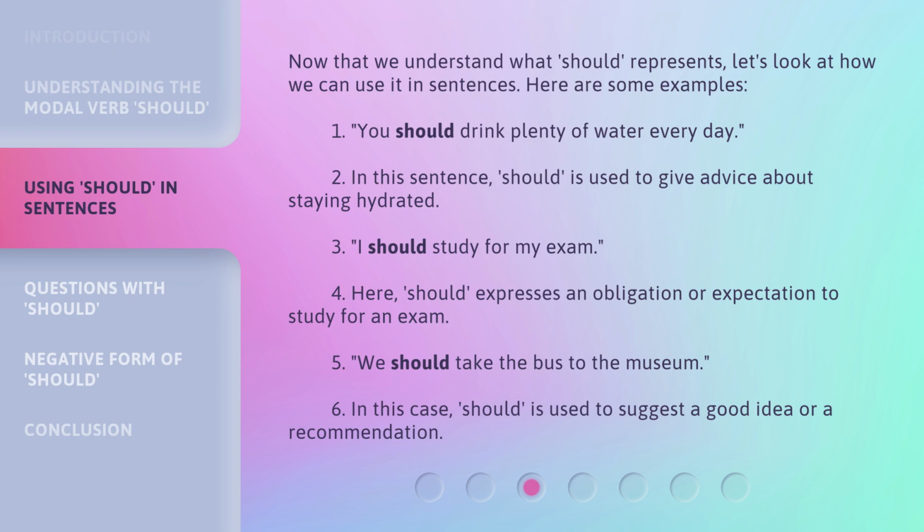Now that we understand what should represents, let's look at how we can use it in sentences. Here are some examples. 1. You should drink plenty of water every day. 2. In this sentence, should is used to give advice about staying hydrated. 3. I should study for my exam. 4. Here, should expresses an obligation or expectation to study for an exam. 5. We should take the bus to the museum. 6. In this case, should is used to suggest a good idea or a recommendation.